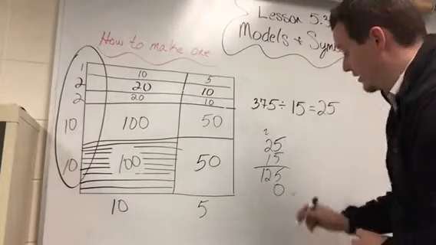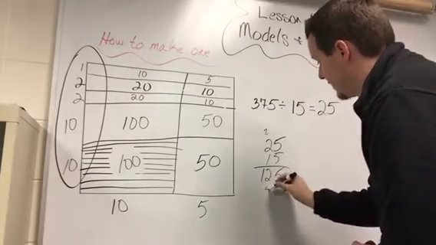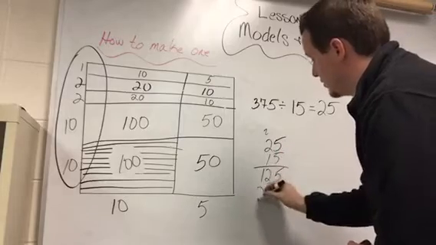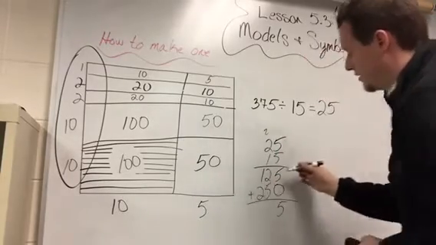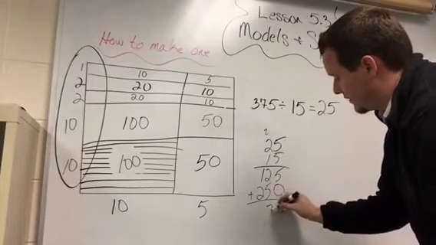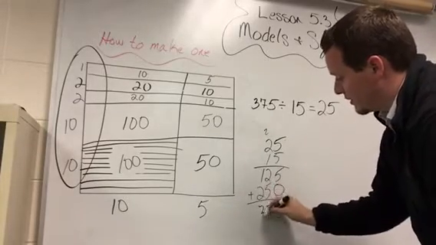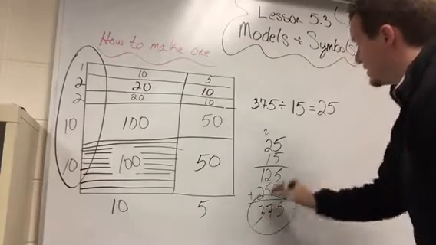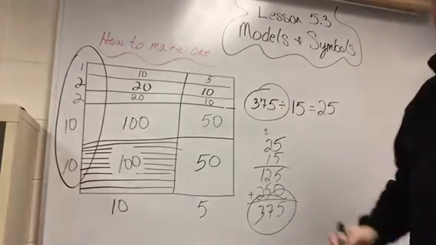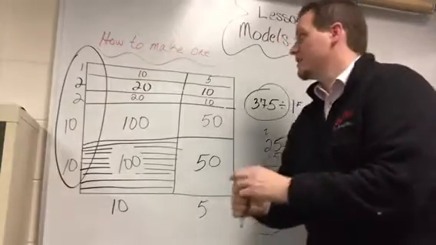We have a placeholder down here. 1 times 5 is 5. 1 times 2 is 2. 5 plus 0, and then we just add them together. 5 plus 0 is 5. 2 plus 5 is 7. 1 plus 2 is 3. So we get our 375, and since this matches this, we got it right.